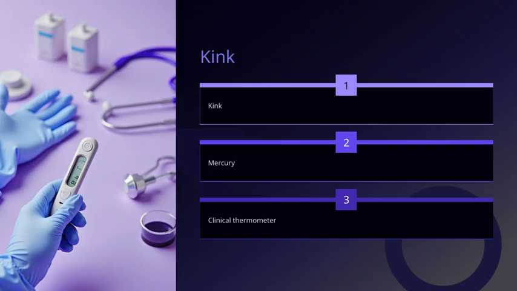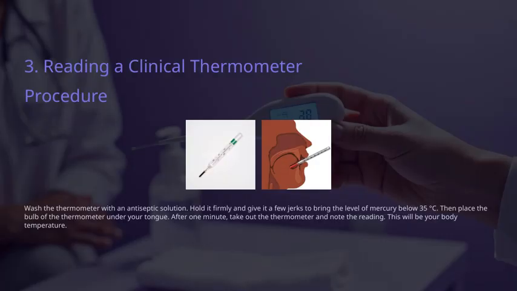Finally, the numbers 1, 2, and 3 might seem simple, but they often represent steps or stages in a process, such as the steps involved in measuring temperature or understanding material deformation. All these points connect to our overall theme of understanding how different materials and tools behave and are used in practical applications. Now, let's talk about how to properly read a clinical thermometer.